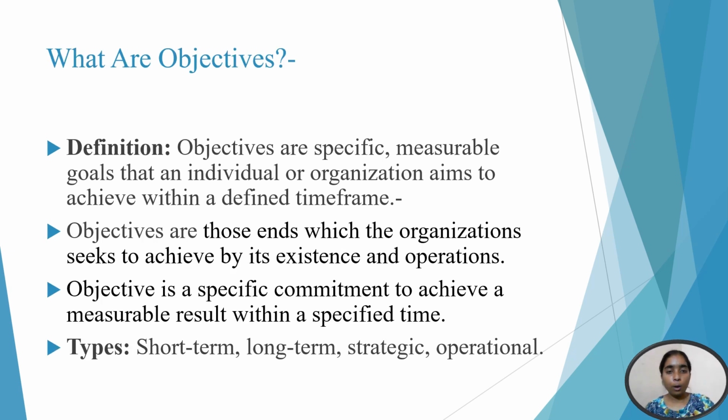Let us know what the objectives are. Its definition: objectives are specific measurable goals that an individual or organization aims to achieve within a defined time frame. Objectives are those ends which the organization seeks to achieve by its existence and also its operations. An objective is a specific commitment to achieve a measurable result within a specified time. Its types are short term, long term, strategic and also operational.